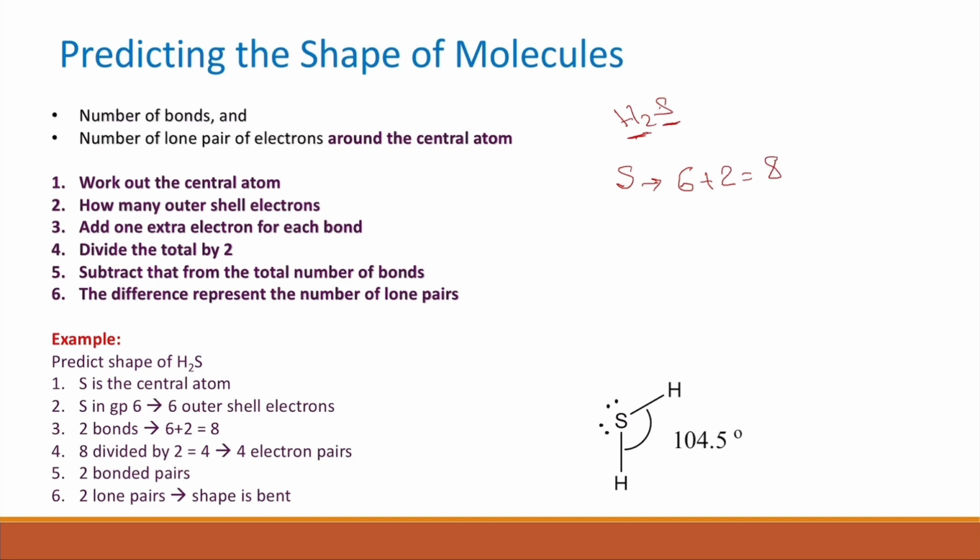Now we need to look at how many of these are going to be bonded pairs and how many are going to be lone pairs. So 8 electrons, we divide this by 2, means there are 4 pairs of electrons. Two of these will be bonded pairs because we have two bonds, and that means the other two will be lone pairs. So we calculate the bonded pairs, and the remaining will be lone pairs. So when we have two bonds and two lone pairs, the shape is going to be bent, like water. So H2S is similar to water, with a bond angle around 104.